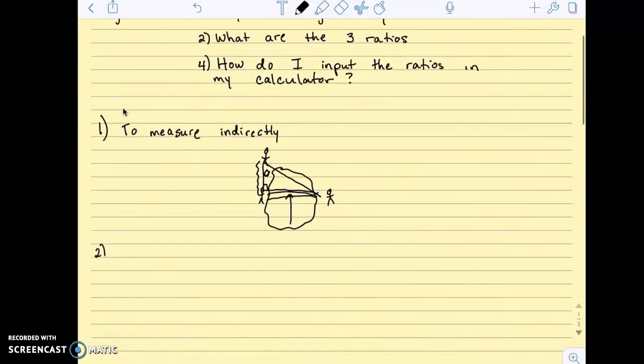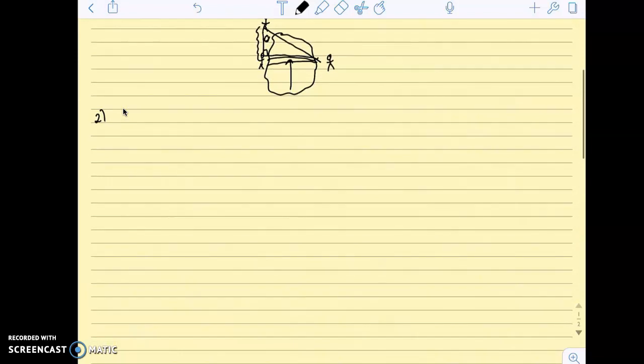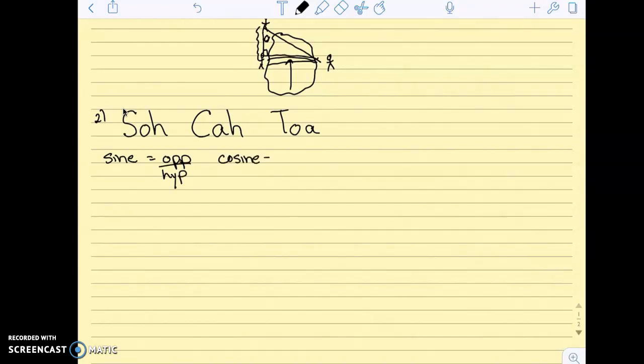What are the three trigonometric ratios? Right before break, I taught you this. So, ka, toa. Sine is opposite over hypotenuse. Cosine is adjacent over hypotenuse, and tangent is opposite over adjacent.